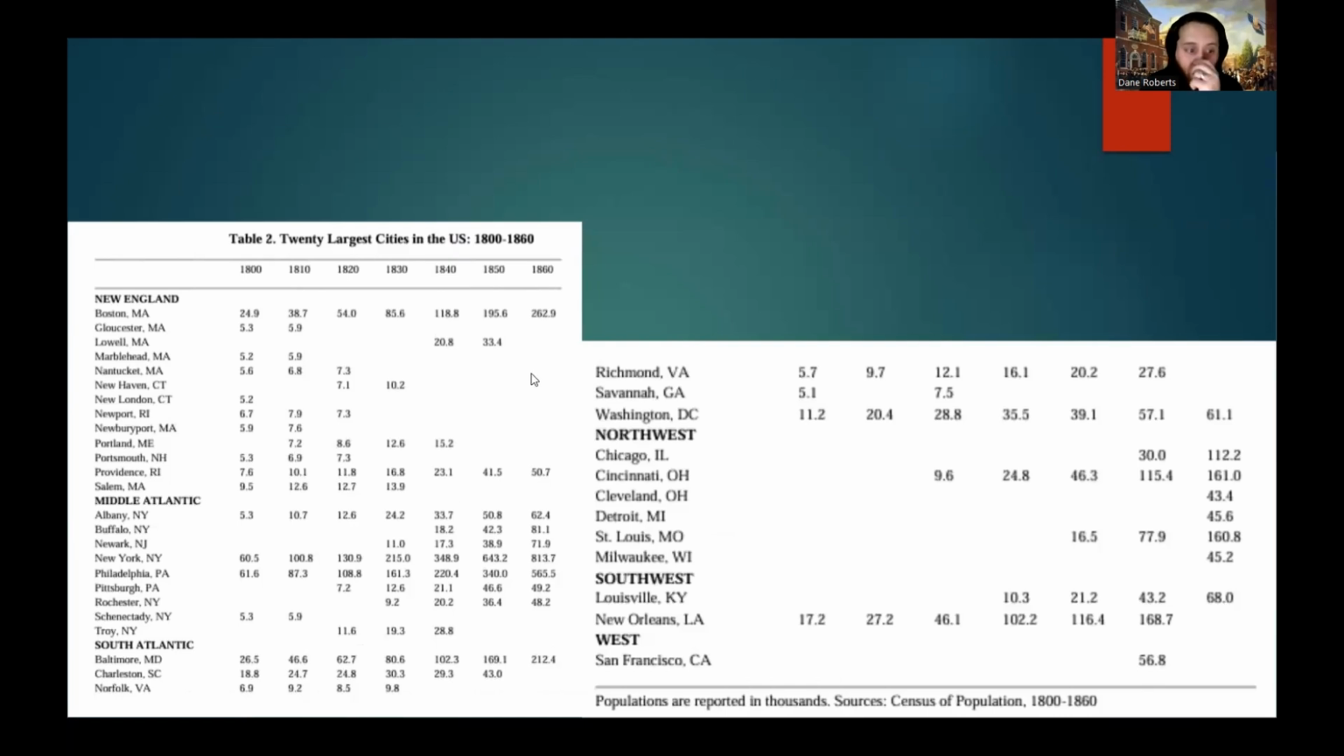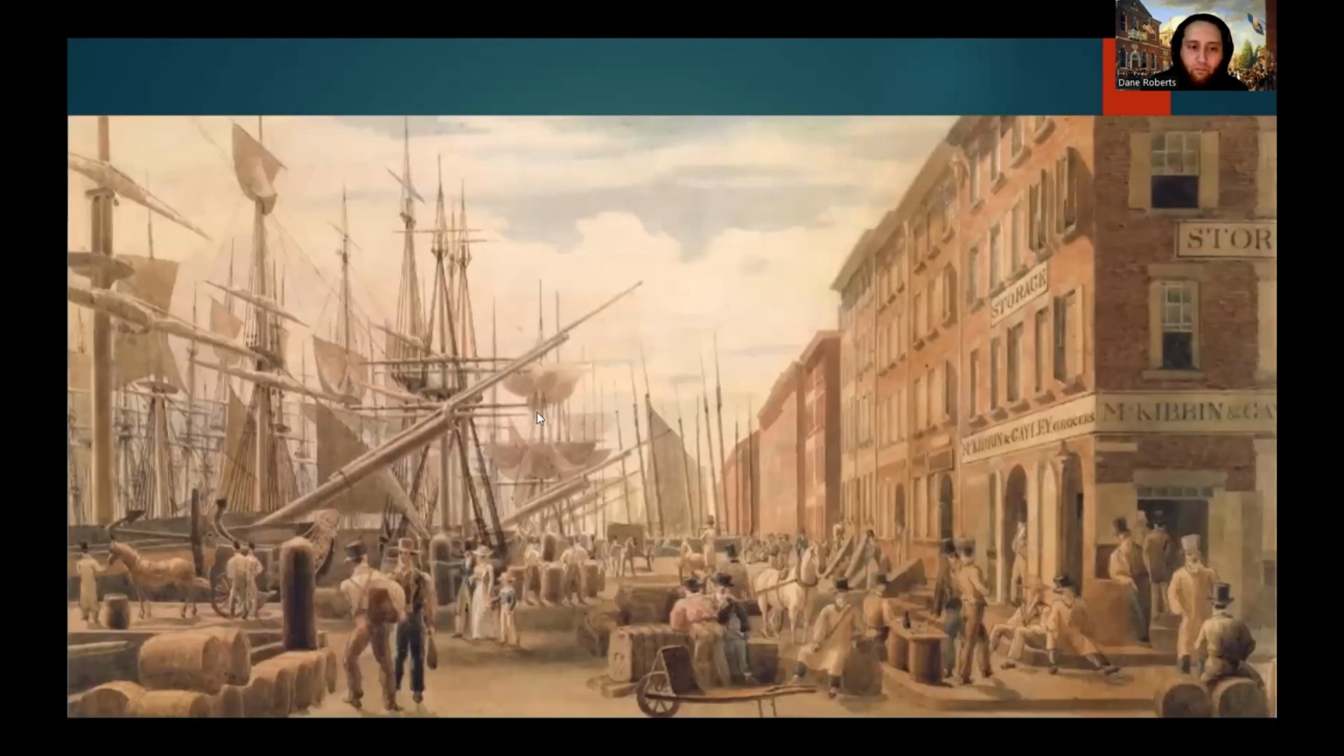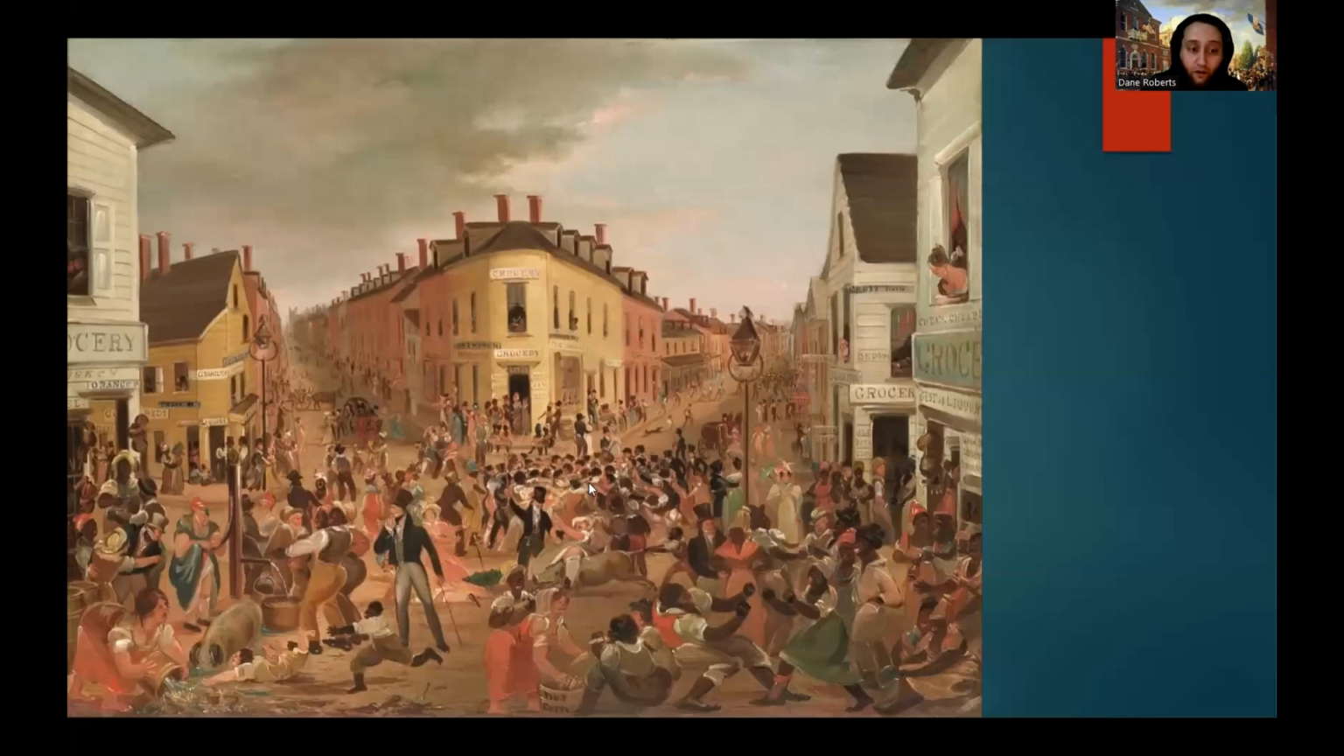And here's again the table we showed earlier in the section on the Antebellum South, showing how the majority of major cities were located in the north. Here's an example of one of those northern cities. And also here is a picture of a very famous area of New York known as the Little Five Points, where the immigrants of various different European countries would settle in New York.